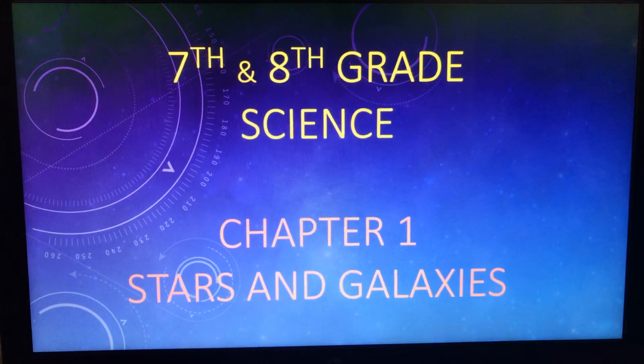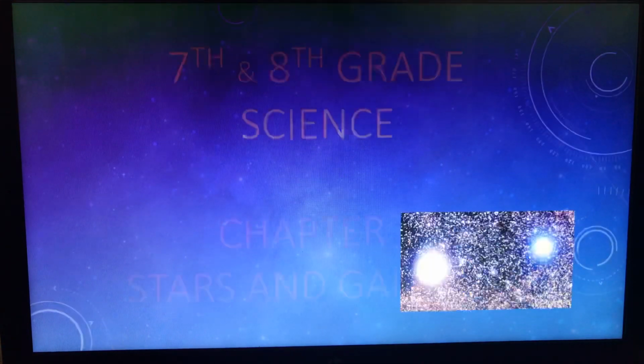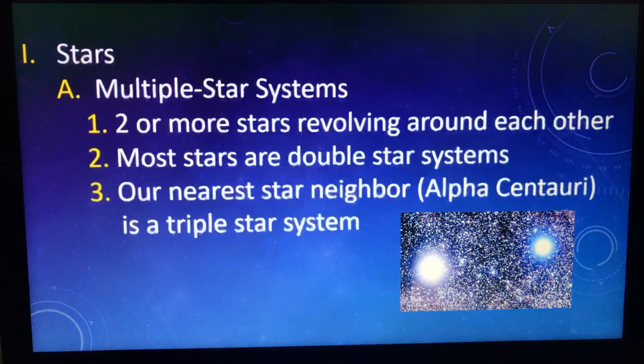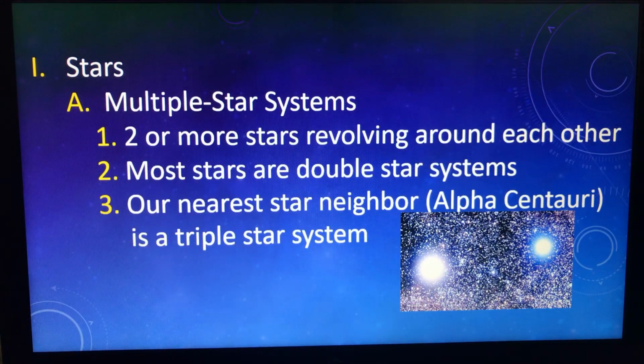This is for the 7th and 8th grade science classes. This is chapter 1 on stars and galaxies. Take a moment and write that down. And again, if I go too fast for you, always pause it. Okay, so we're going to learn about stars. We started some of this already right before we had to leave school. Most of the stars, or at least half of them, are multiple star systems, 2 or more stars revolving around each other. We found that most stars are double star systems. Our nearest star neighbor, Alpha Centauri, is actually a triple star system.